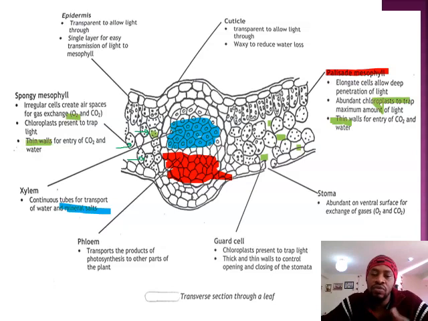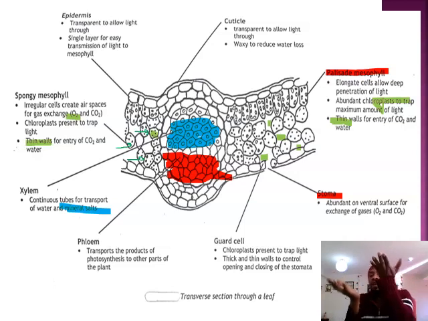Then we have the stoma. Stoma is singular for stomata. I'm sure we are more familiar with the word stomata, but the singular one is stoma. The stoma are more on the ventral surface. That's when you have a leaf, the under part of the leaf is the ventral surface.